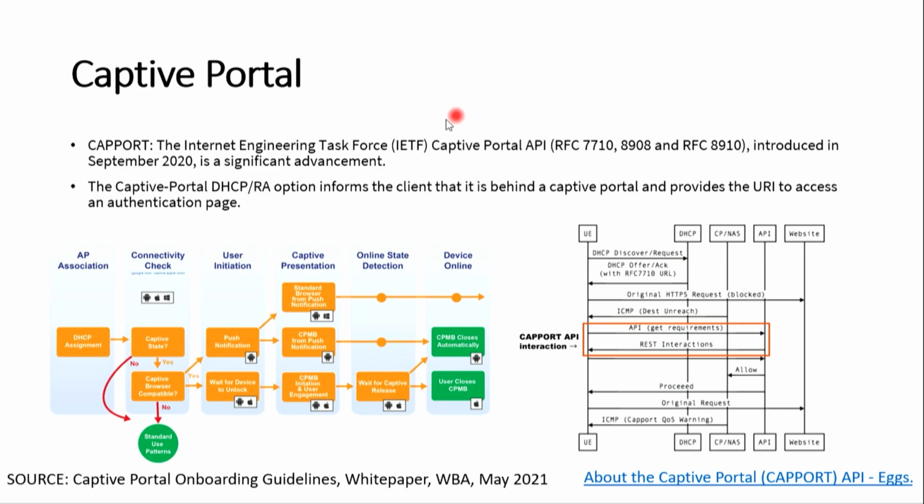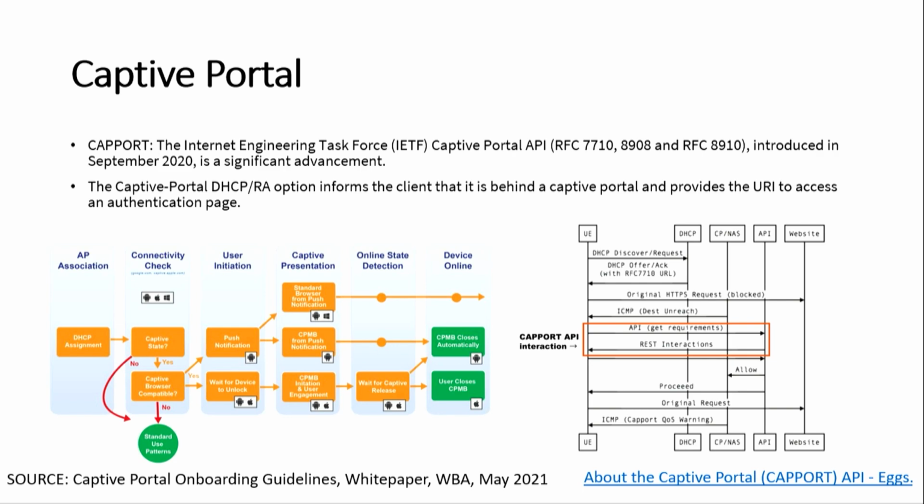This has been taken from one of the WBA white papers called Captive Portal Onboarding Guideline. It summarizes the complete captive portal flow, that is, how exactly the captive portal connection happens. When the user connects, the device identifies whether your access network is behind a captive portal. After analyzing it, you may see either the captive portal page pops up on its own, or you have to do certain intervention to get that captive portal page. After that, if there is internet, the user will be connected after entering certain authentication credentials. And if internet is not there, you may be told that internet is not available in this particular connectivity.